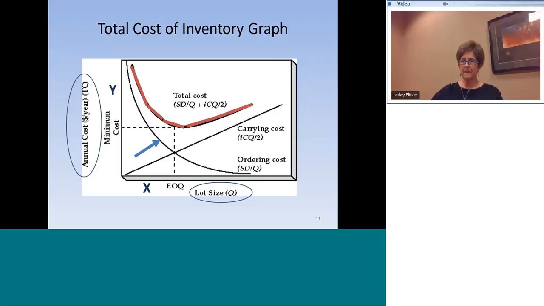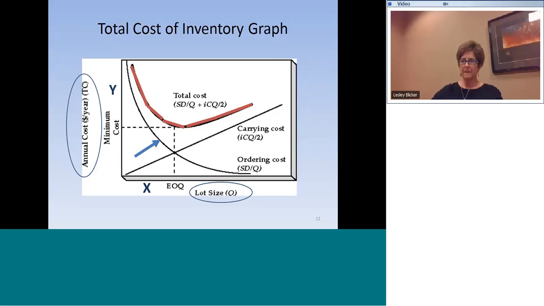Notice if our Q size is very low, which means the Q size would be on the left side of the x-axis, that means in order to carry the right amount of inventory, we have to place a lot of orders during the year, pushing our total annual ordering cost up. Conversely, when the order size, the Q lot size, is high, we can place fewer but much larger orders, but that pushes our ordering costs down.